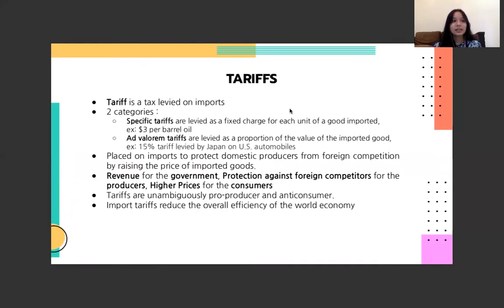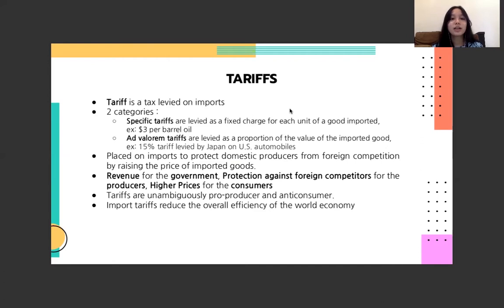In most cases, tariffs are placed on imports to protect domestic producers from foreign competition by raising the price of imported goods. The important thing to understand about an import tariff is who suffers and who gains. The government, of course, gains because the tariff increases government revenues. The domestic producer also gains because the tariff affords them some protection against foreign competitors by increasing the cost of imported foreign goods. Consumers lose because they must pay more for certain imported goods.